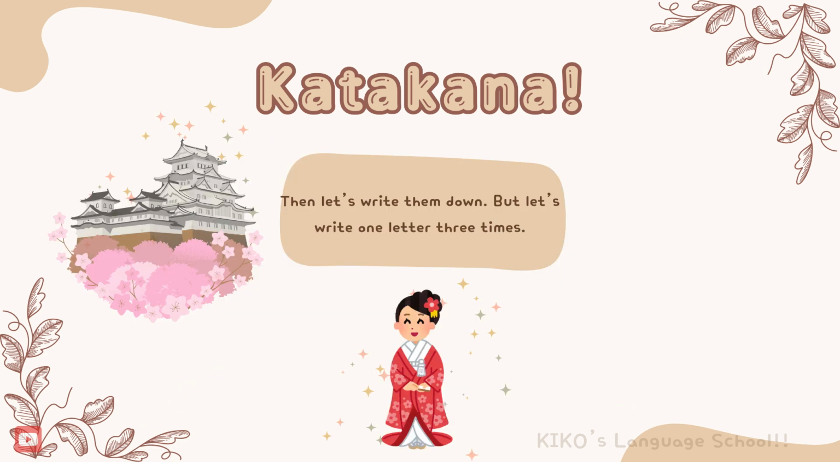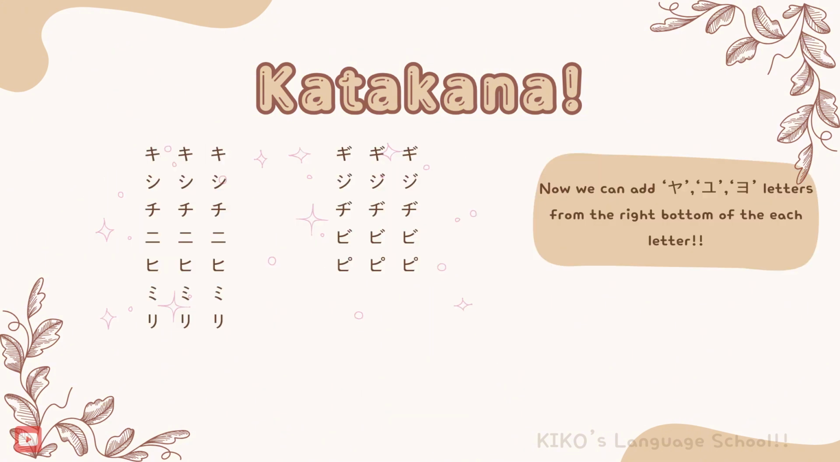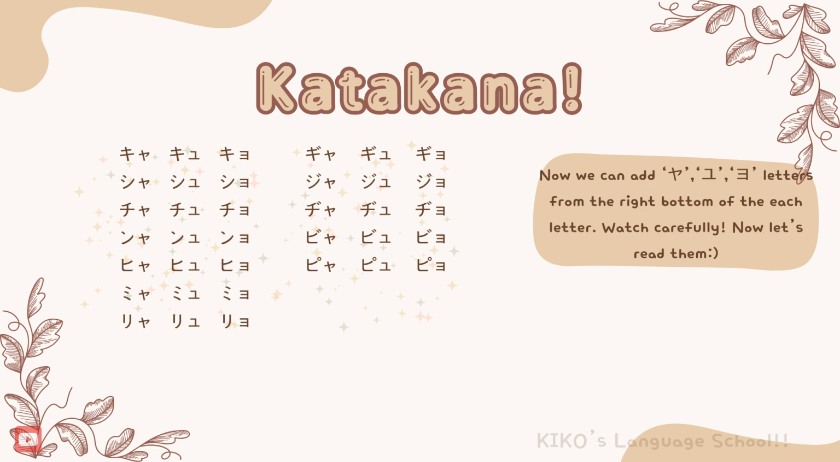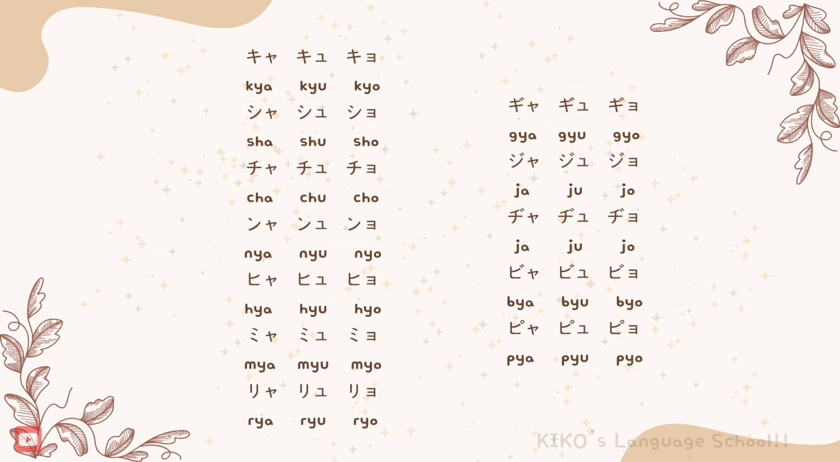But let's write one letter 3 times. Now we can add ya, yu, yo letters from the right bottom of each letter. Watch carefully. Now let's read them. Kya, kyu, kyo. Sha, shu, sho. Cha, chu, cho. Nya, nyu, nyo.